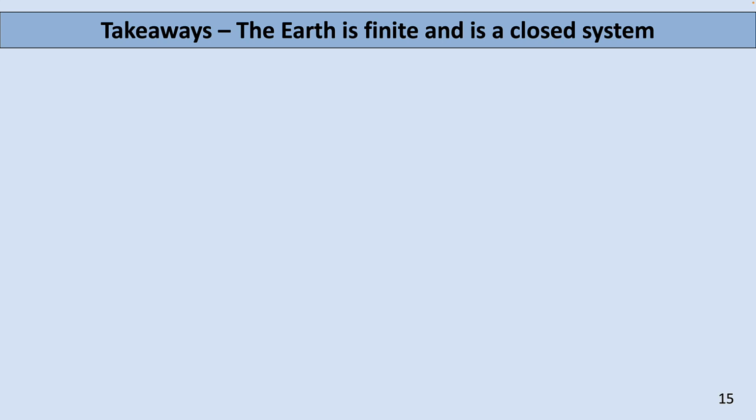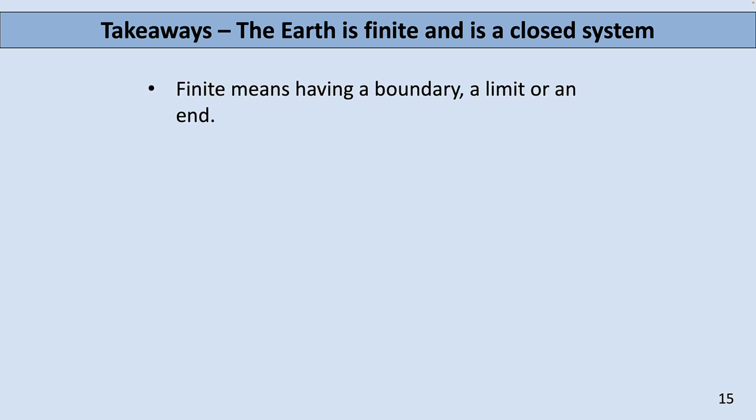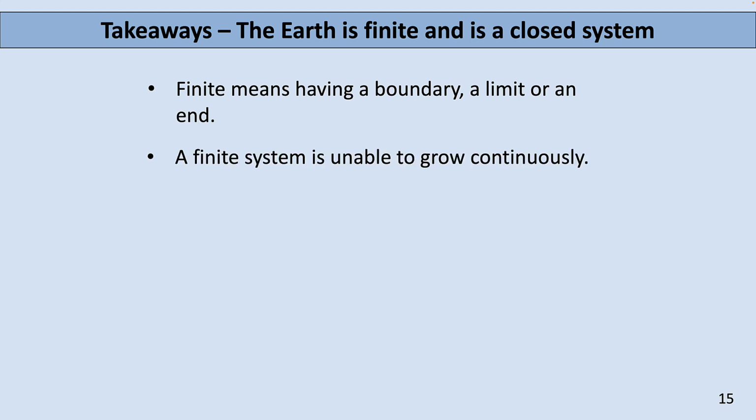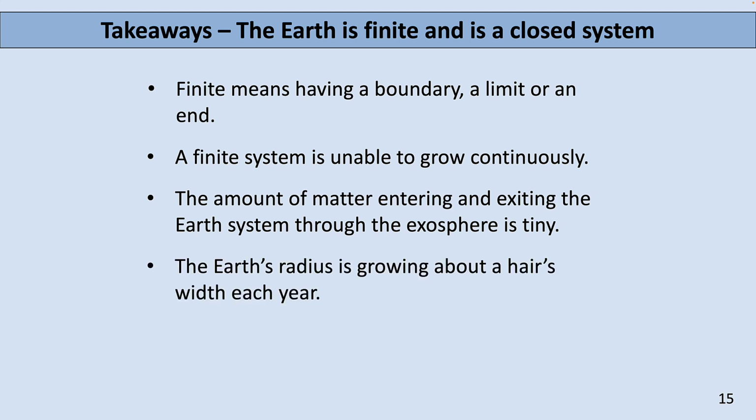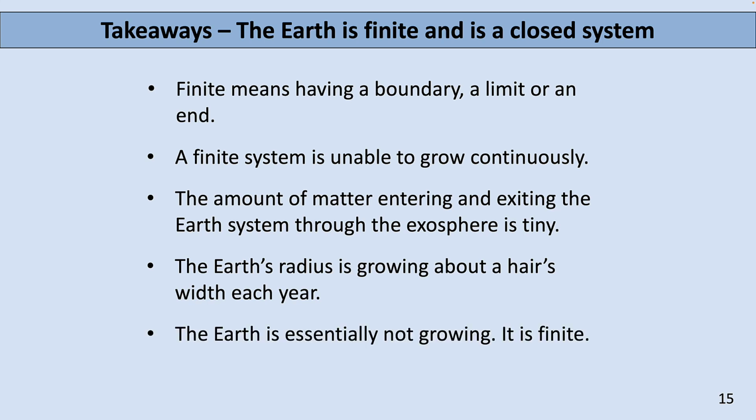Takeaways. The Earth is finite and is a closed system. Finite means having a boundary, a limit, or an end. A finite system is unable to grow continuously. The amount of matter entering and exiting the Earth system through the exosphere is tiny. The Earth's radius is growing about a hair's width each year. The Earth is essentially not growing. It is finite.